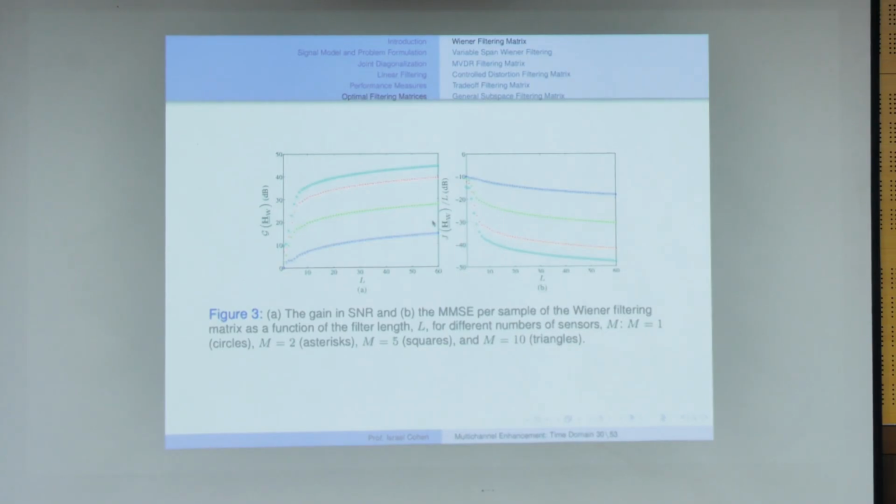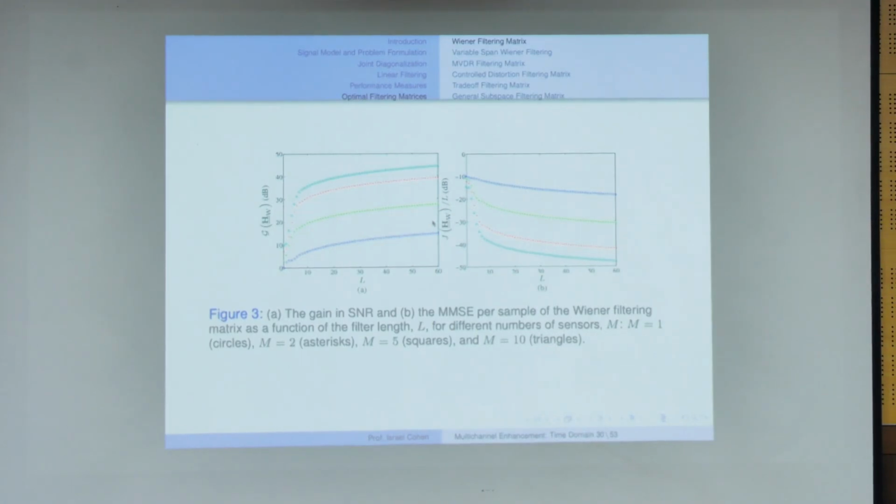So what we can observe is that when we increase L, the number of samples that we use for each sensor, or when we increase M, the number of sensors, for a fixed L, we get improved output SNR. We improve the gain in SNR. Very nice. But this is obvious. Even if I ask you, without showing you this example, you would agree, right?